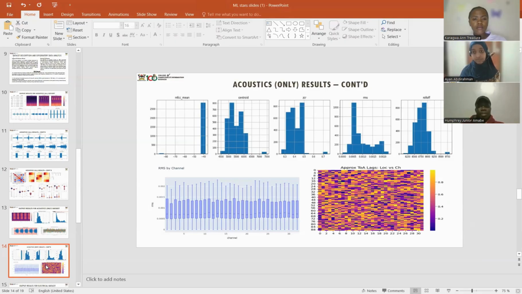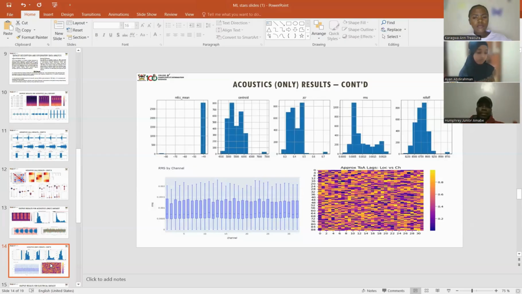Now, the second one is the centroid. The centroid shows us where the center of mass of the spectrum lies. Most values, according to that graph, lie between 5,000 and 7,000 hertz, indicating that the energy is concentrated in the middle of the frequency range.